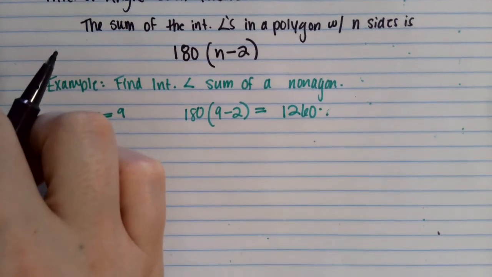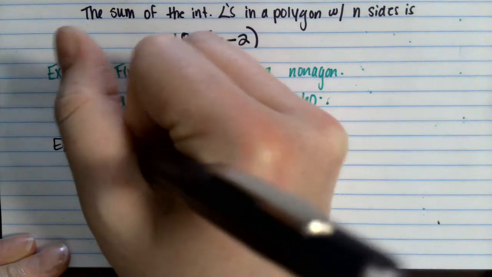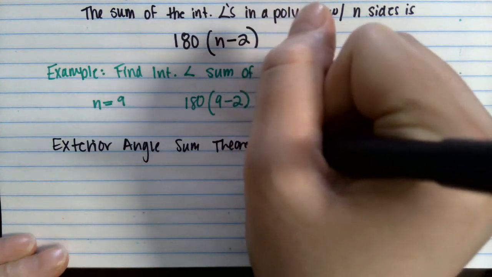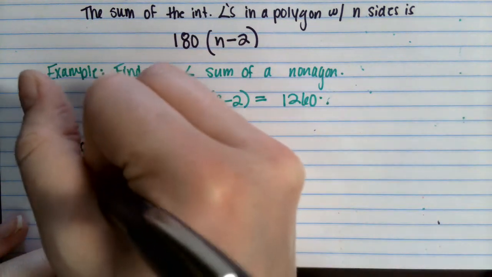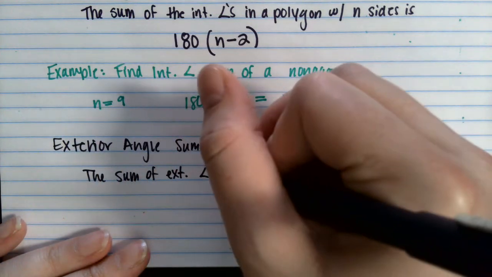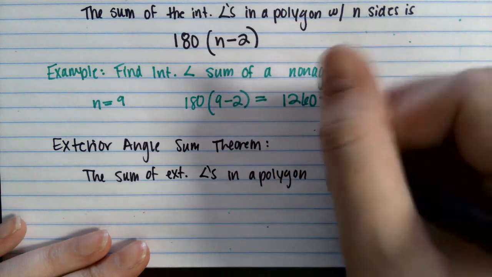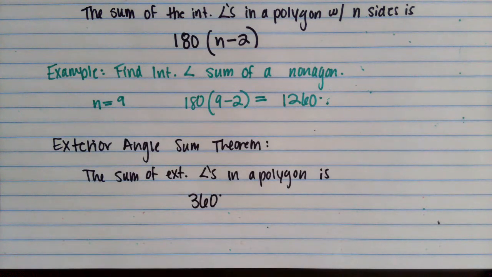So that's the interior, the ones on the inside. The exterior is even easier. The exterior angle sum theorem is that the sum of exterior angles in a polygon is 360 degrees, no matter what. So it doesn't matter how many sides it has, they will always add up to 360.